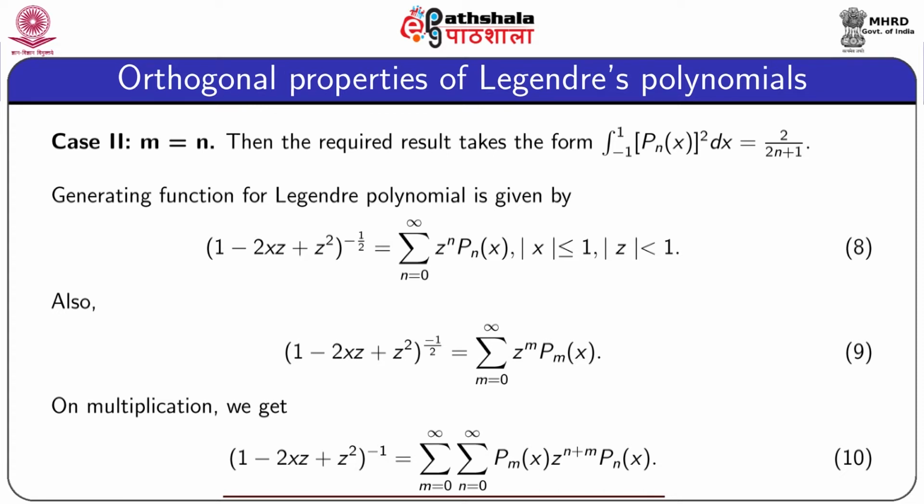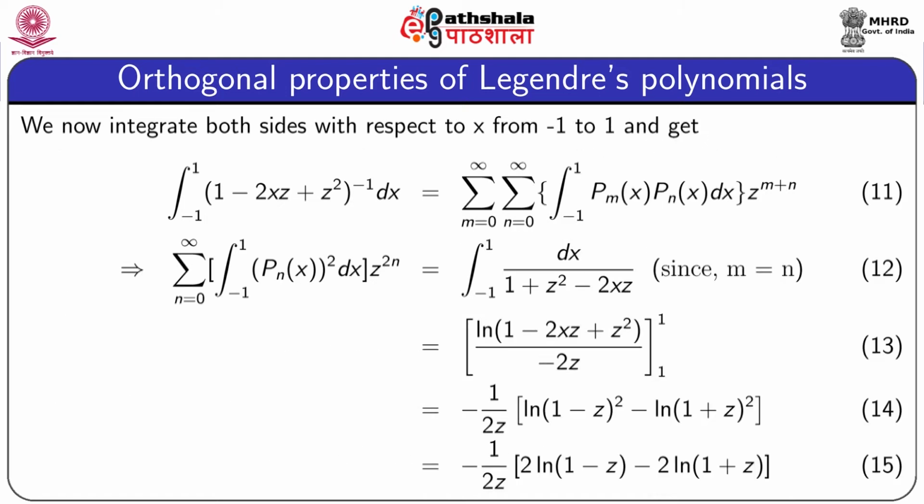We now multiply expression 8 and expression 9 to get the expression number 10, which is (1 - 2xz + z²)^(-1) is equal to the summation m equal to 0 to infinity, summation n equal to 0 to infinity of Pm(x) Pn(x) z^(n+m). We now integrate both sides with respect to x from -1 to +1 and get the integration from -1 to +1 of (1 - 2xz + z²)^(-1) dx equal to the double summation of the integration from -1 to +1 of Pm(x) Pn(x) dx times z^(m+n).